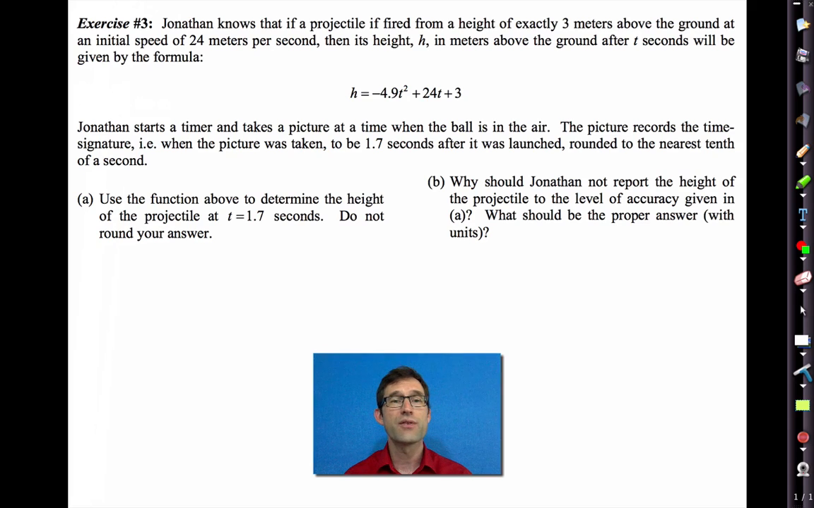Use the function above to determine the height of the projectile at 1.7 seconds. Do not round your answer. So why don't you go ahead and do that? That should be relatively quick, but pause the video if you need to.